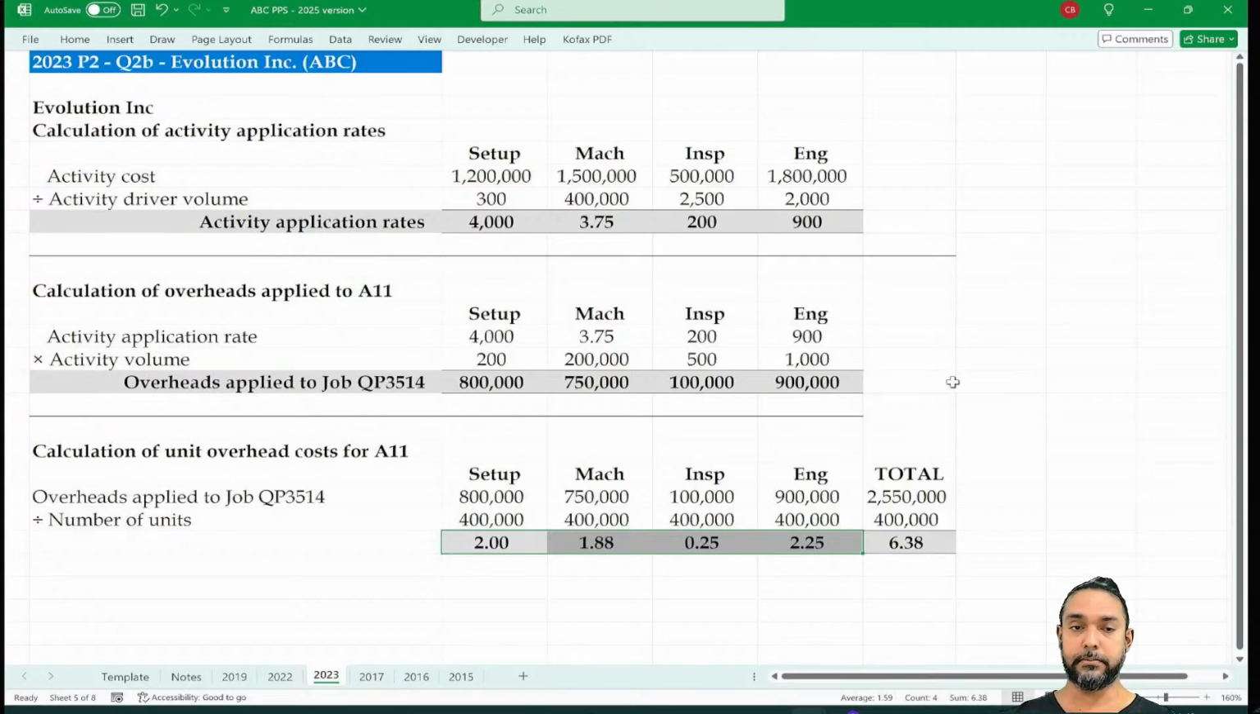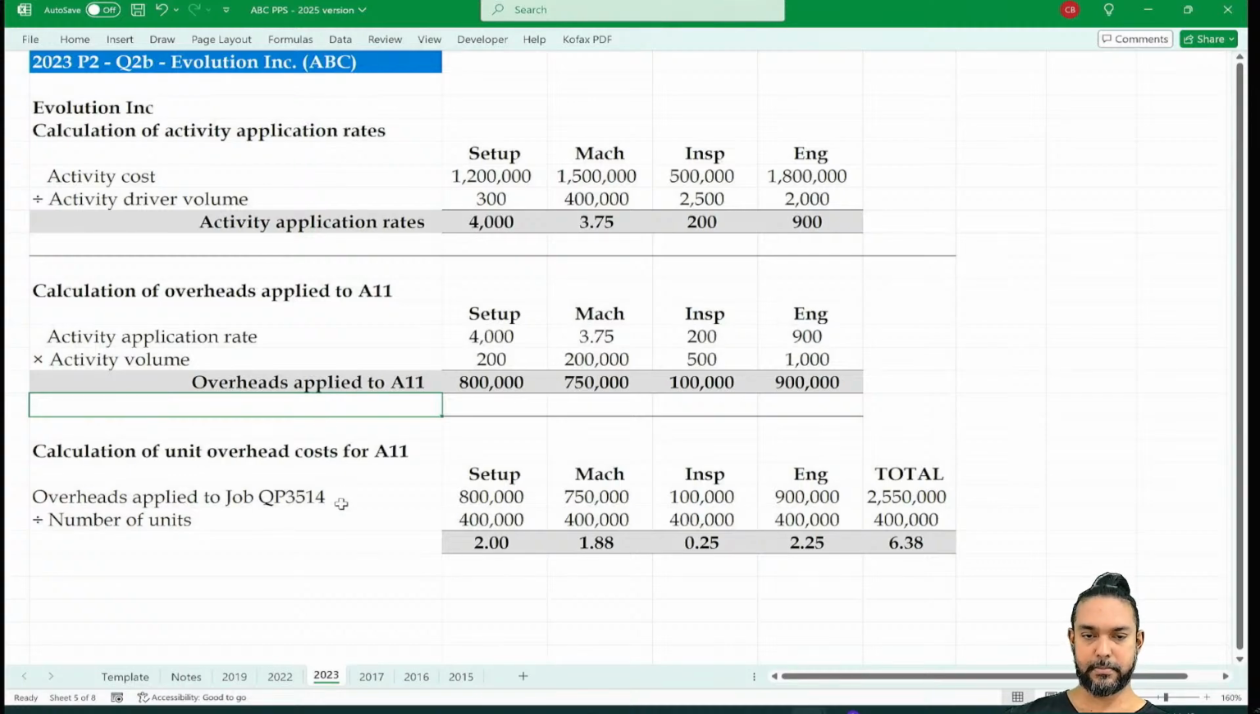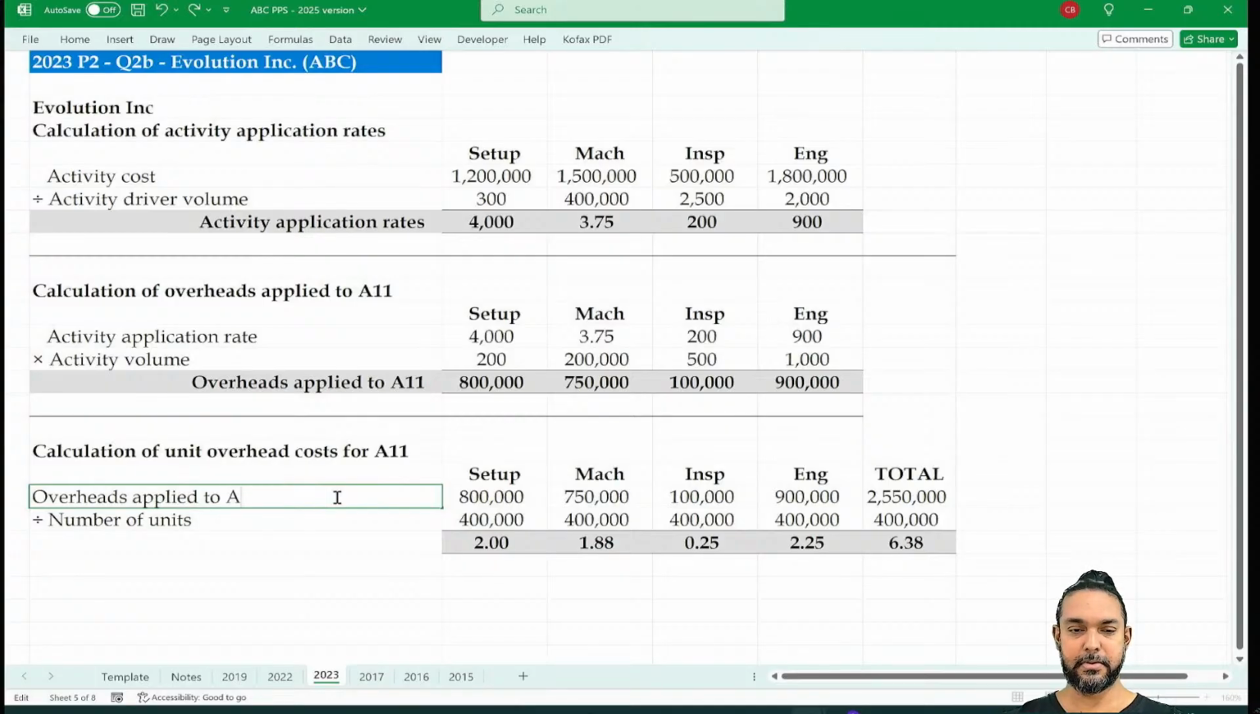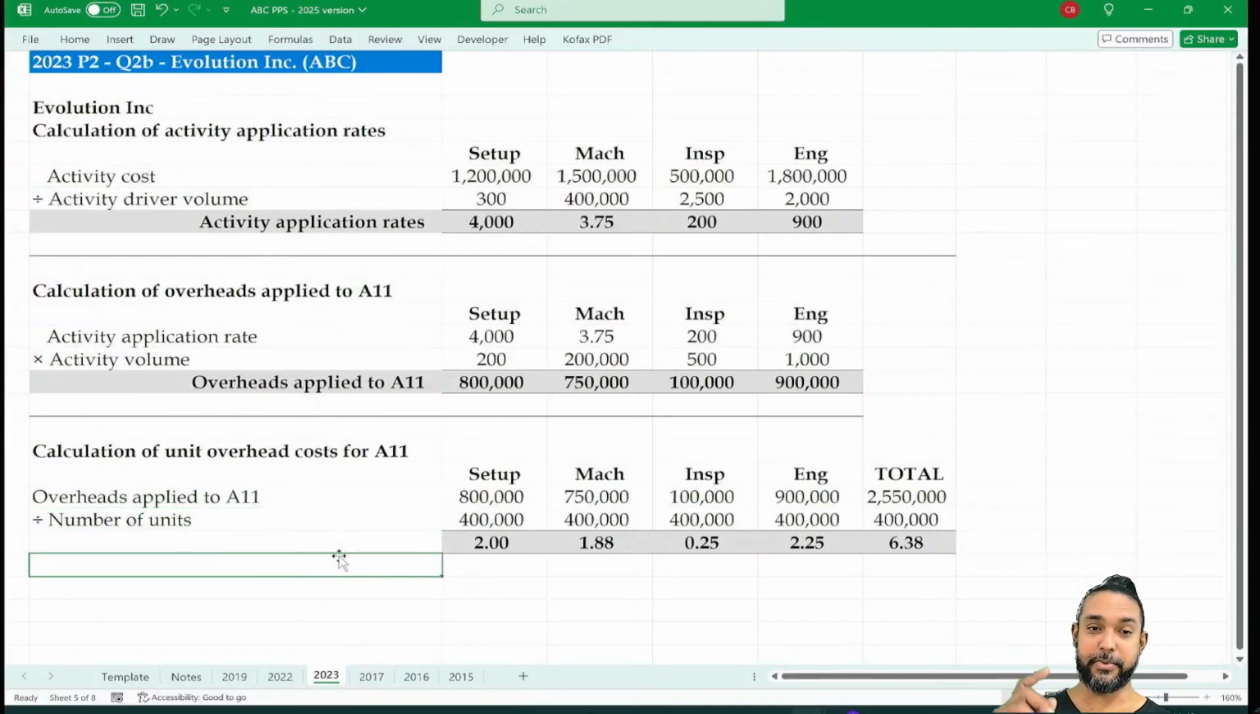Sorry, which one? You got overhead applied to job, the calculation overhead applied to year 11. Right, come back down. Right, oh, thank you. Right, here. And then under the calculation, the overhead cost for year 11, you got to change it also. Yeah, thank you. Right. Yeah, so you see why I have to be careful copying and pasting. If you don't pay attention, you're leaving things that are not supposed to be there. All right, cool.